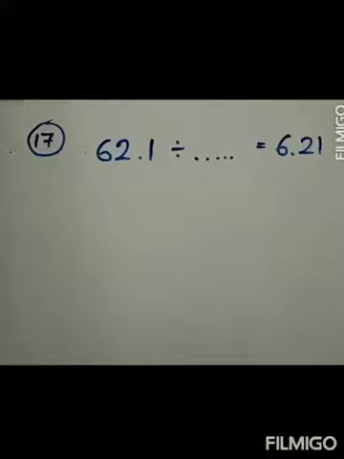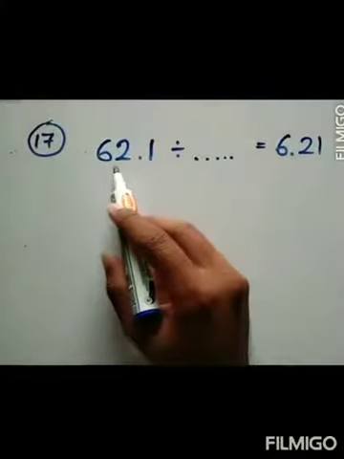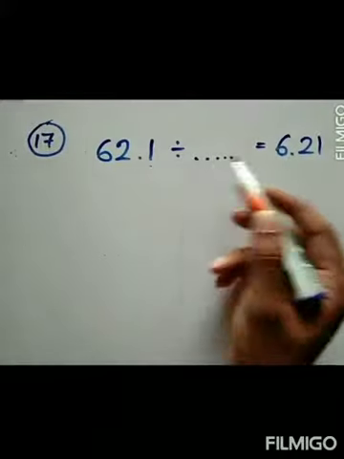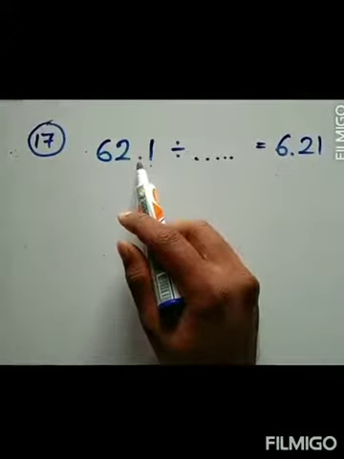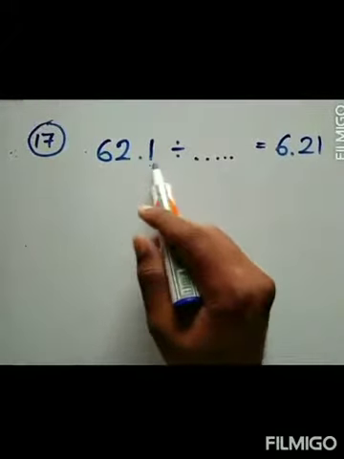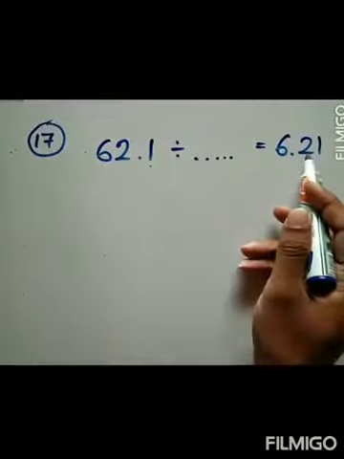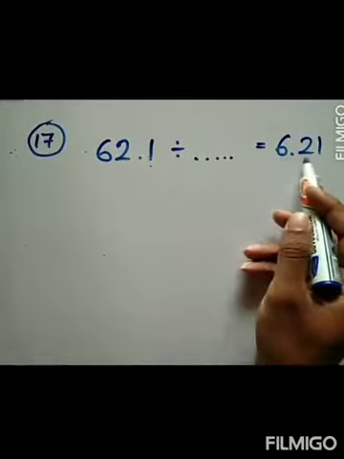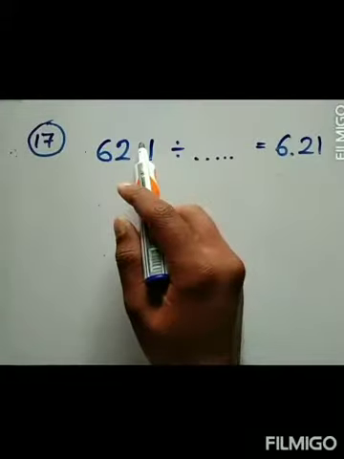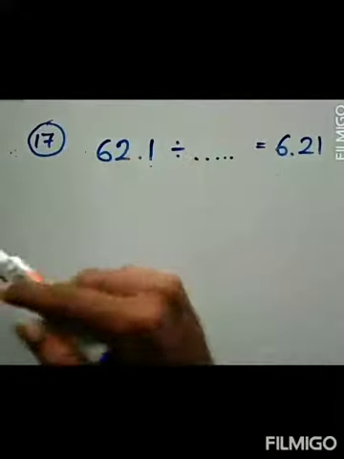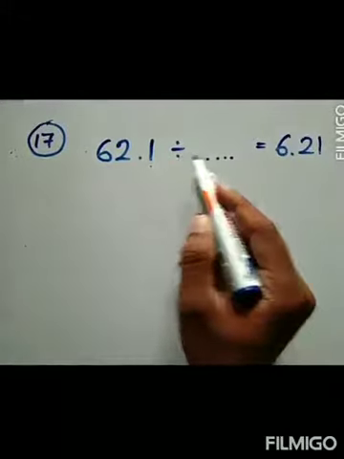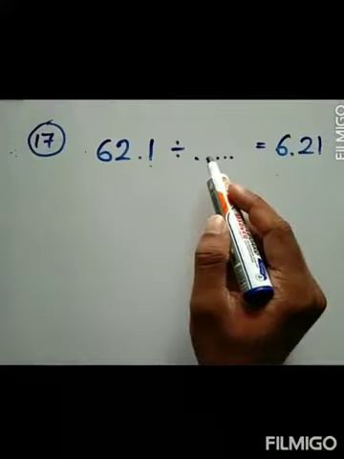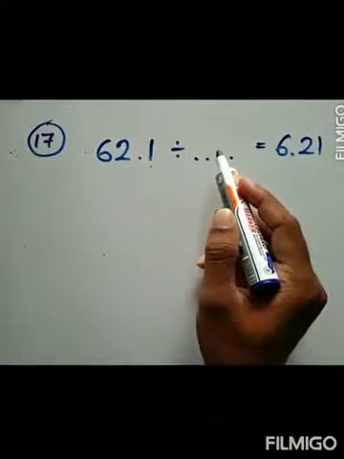17th question, they say that write a suitable number for the blank. You can see here they have given 62.1 divided by a number and you will get 6.21. You can see in the first instance the decimal point is in between 2 and 1. In the second instance the decimal point is between 6 and 2. Then the decimal point has moved one place to the left hand side. So they have divided this by a number which is with a 0 behind the tens place.